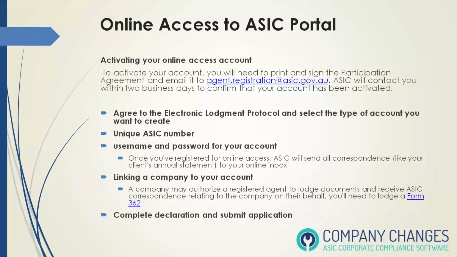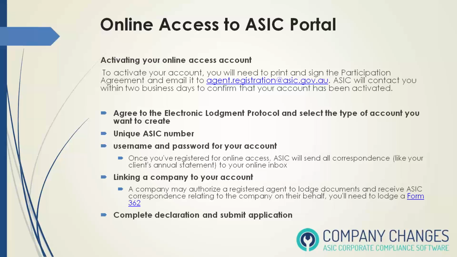Mostly people are just a registered agent, but we'll talk about the other participant type at a later stage of today's presentation. Now, what ASIC will do is give you a unique ASIC number, a username and password. And once you have your username and password, you can log into the account, and then you can see that all your companies will be linked to your account. If you want to add a new company, you will have to lodge Form 362. Once Form 362 is added, that company will be added to your account.